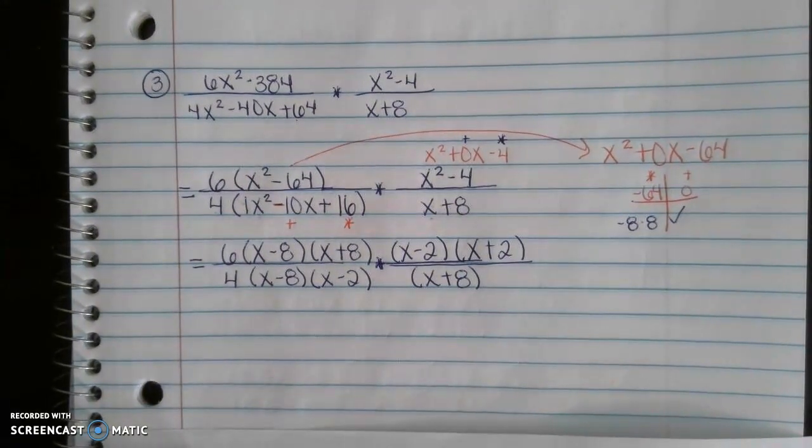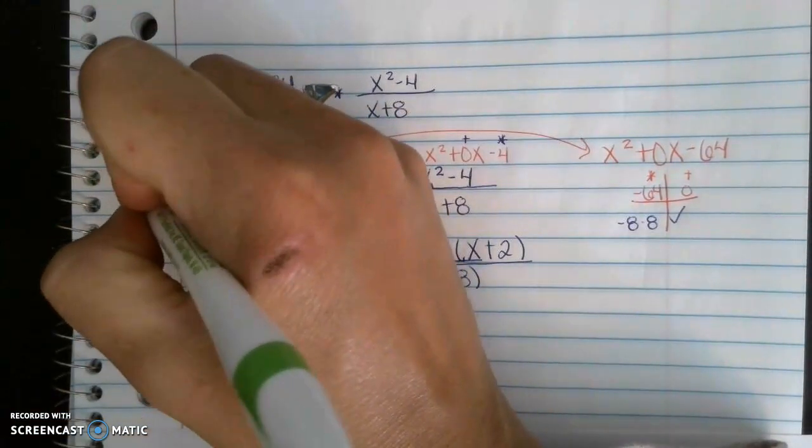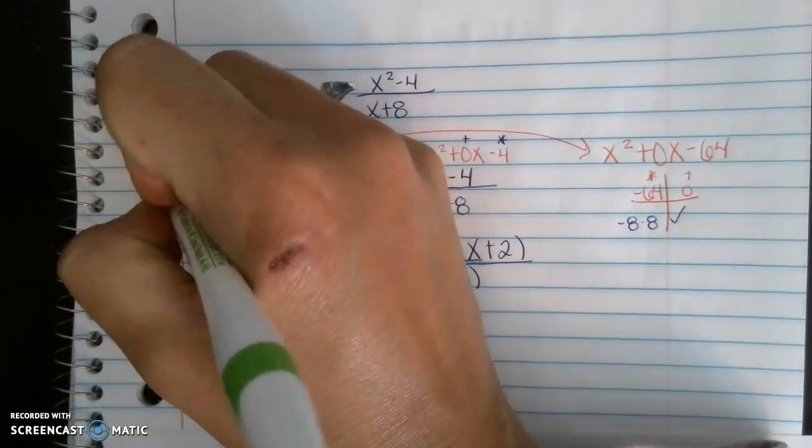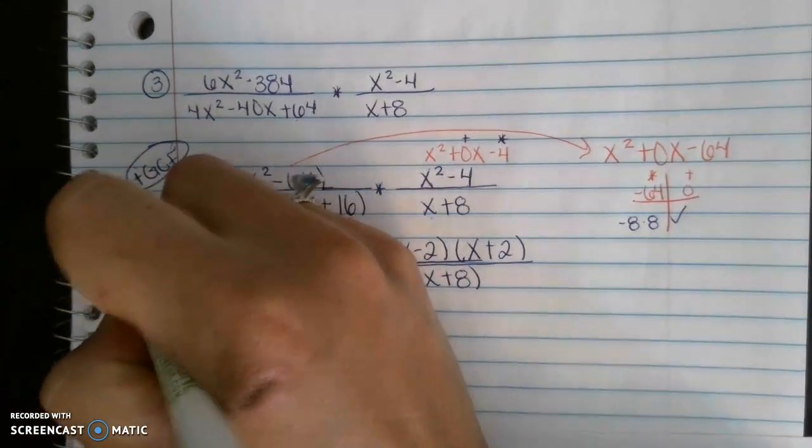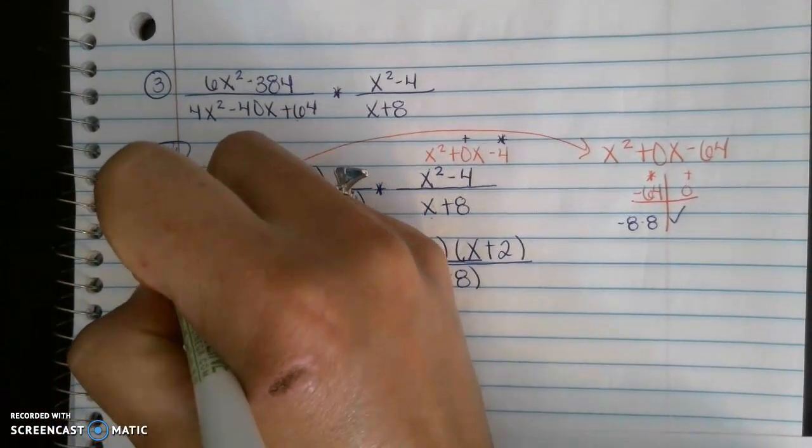All right, my third step is to look at, can I expand anything? Okay, so first step right here, I had GCF. That's what I looked for there. My second step was to look for factoring.